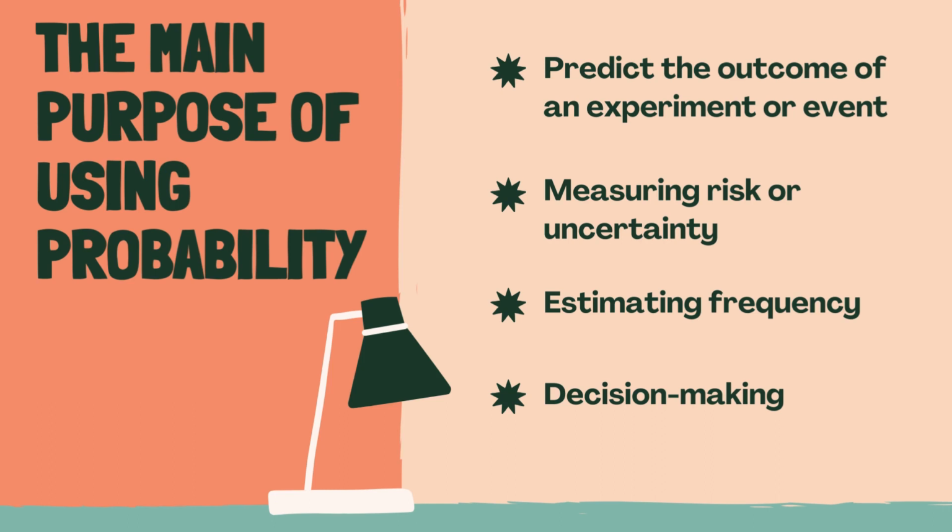Third, estimating frequency. Probability is used to estimate the frequency of occurrence of an event within a certain time period, such as the number of people interested in a product or the number of accidents in an area within a certain time period. Fourth, decision-making. Probability can also be used to aid decision-making in situations where there are many factors influencing the outcome. Probability can help estimate possible outcomes in some complex situations.